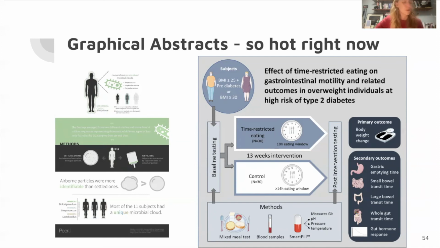And it's very simple. It's just a really quick graphical representation of your abstract, just, you know, who the subjects were, what you did, what the results were. That's it. But it's an important skill, I think, nowadays to develop.